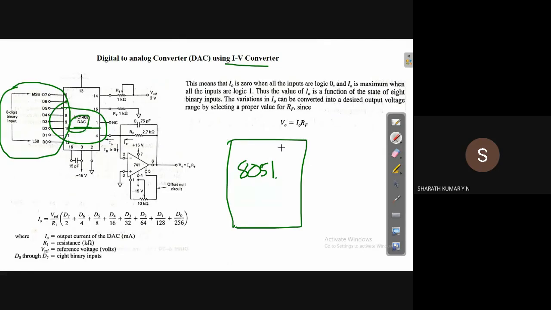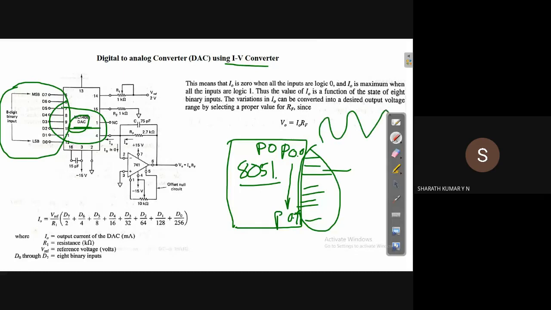Let us say on port 0 we are generating the output, P0.0 to P0.7, 8 bits. So the 8051 microcontroller is generating 8-bit output. This 8-bit output from the microcontroller has to be converted into an analog signal. So we require what is known as a digital to analog converter, DAC.